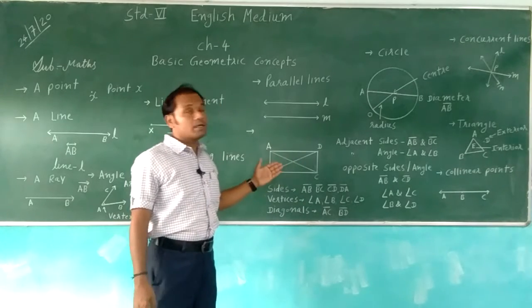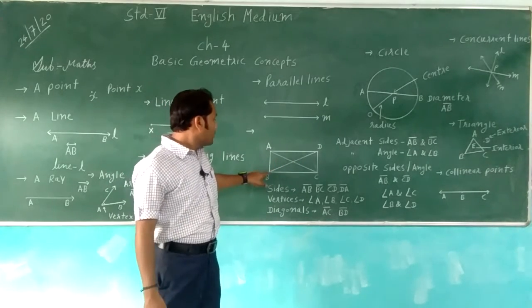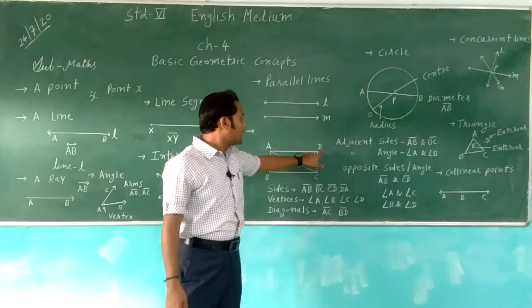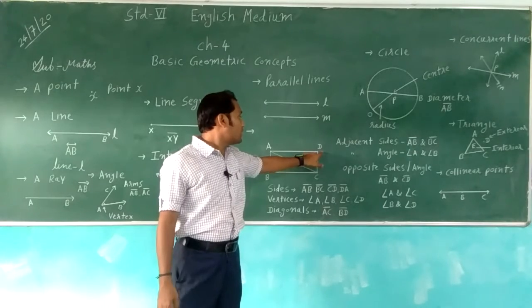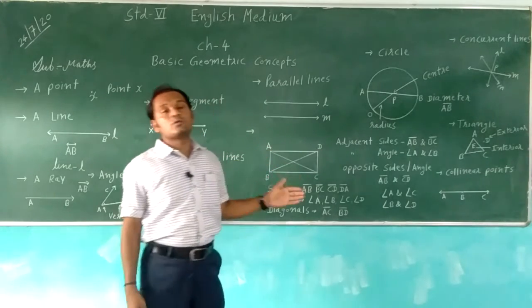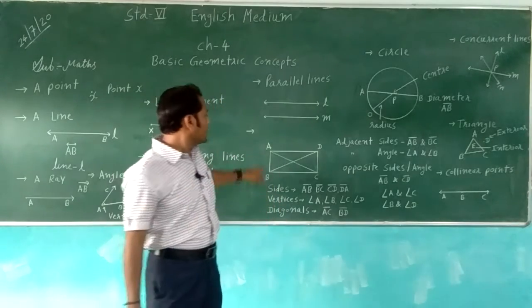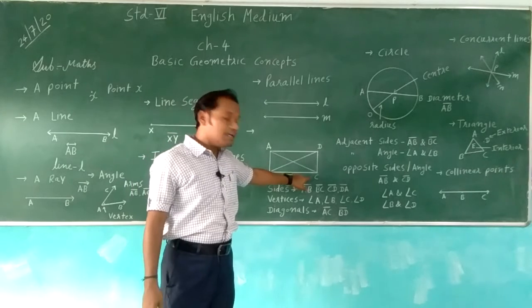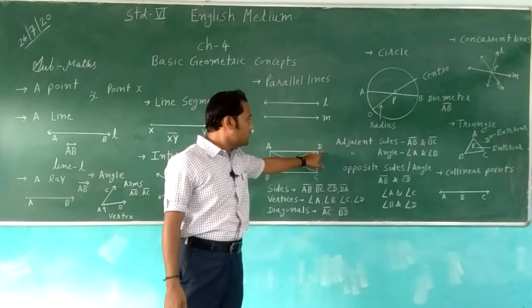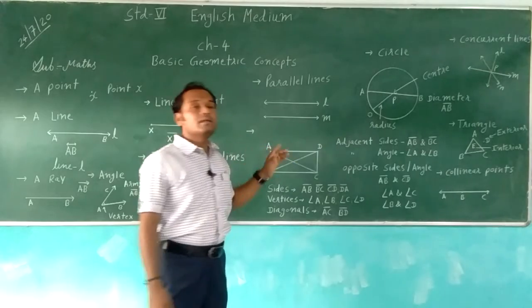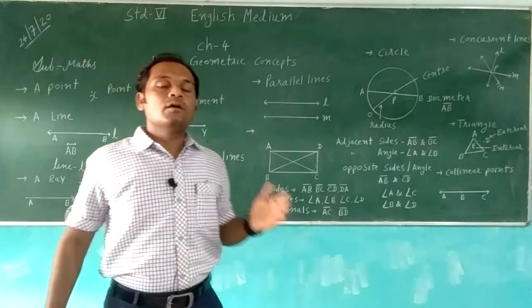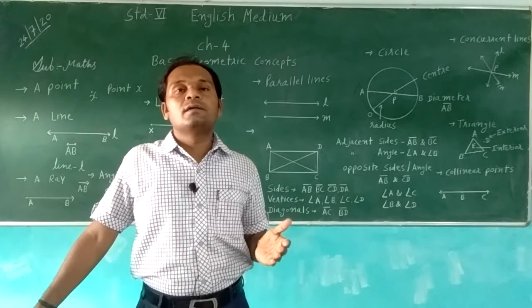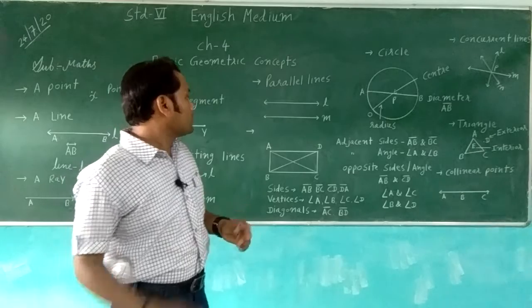I have written just one, but here we can say angle B and angle C are called adjacent angles. Angle C and angle D are called adjacent angles. Angle D and angle A are also called adjacent angles. So angle A and angle B are adjacent, angle B and angle C are adjacent, angle C and angle D are adjacent, angle D and angle A are adjacent. In short, the angles which are at the endpoints of the same line segment are called adjacent angles.